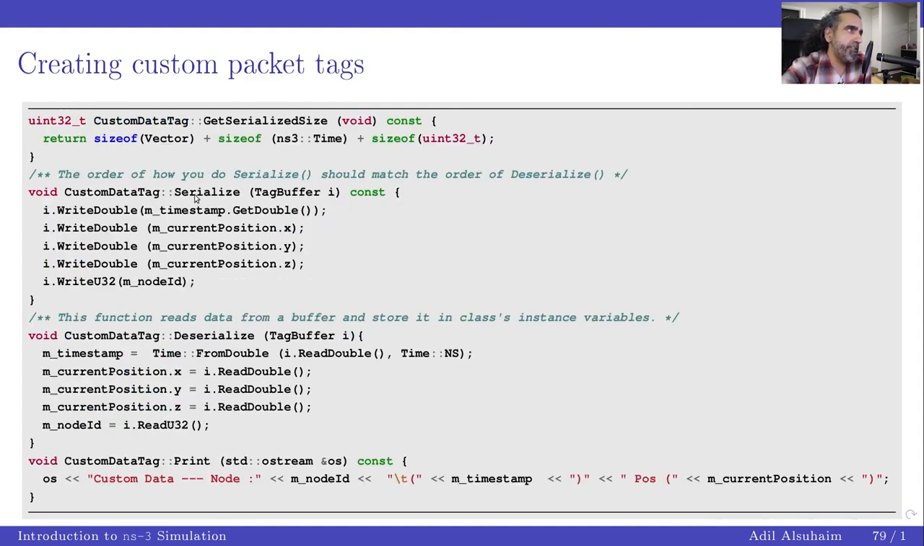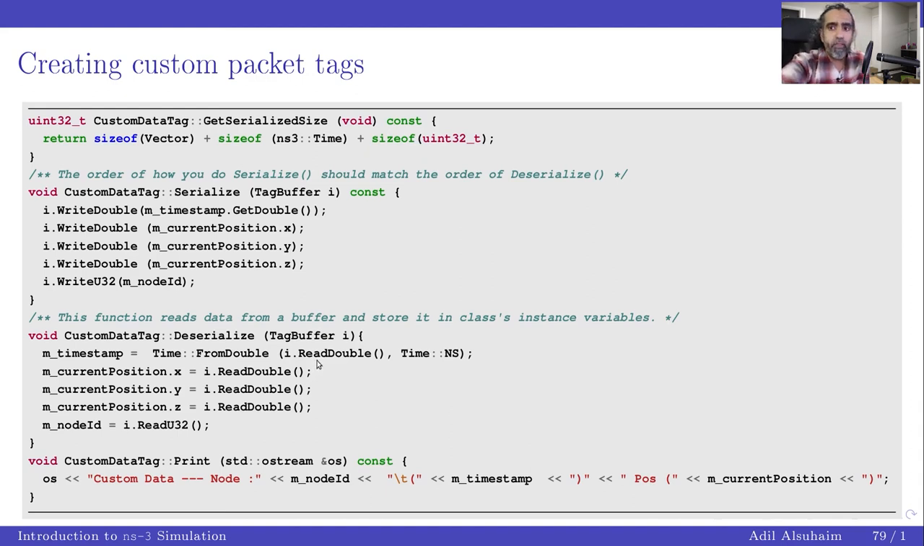The inherited functions Serialize and Deserialize have to be done in the same order. The same order we follow here is the same order we follow here. So basically, serialize the timestamp, serialize the X, Y and Z of the position, and then serialize the node ID. So we use WriteDouble, WriteU32, and then the reverse is done for Deserialize.